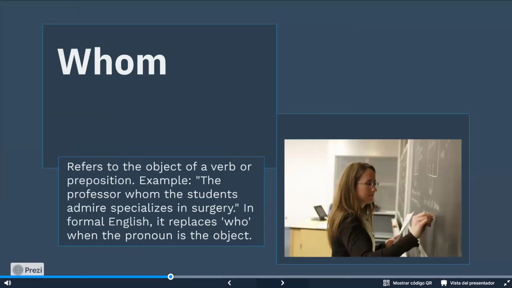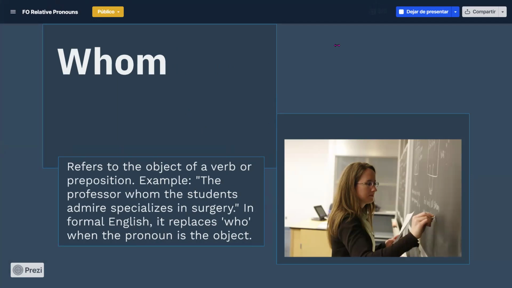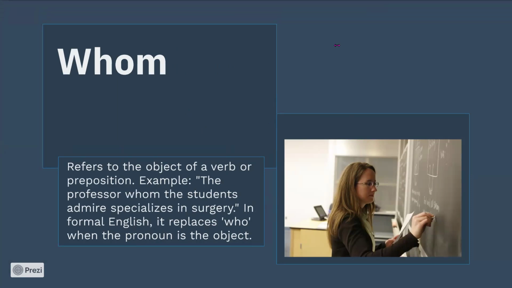Next one. Whom? My dear Angie Naomi, can you continue? Yes, teacher. Whom. Reference to the object of a verb or preposition. Example, the professor whom the students admire specializes in surgery. In formal English, it replaces who when the pronoun is the object. Thank you, my dear Angie Naomi.